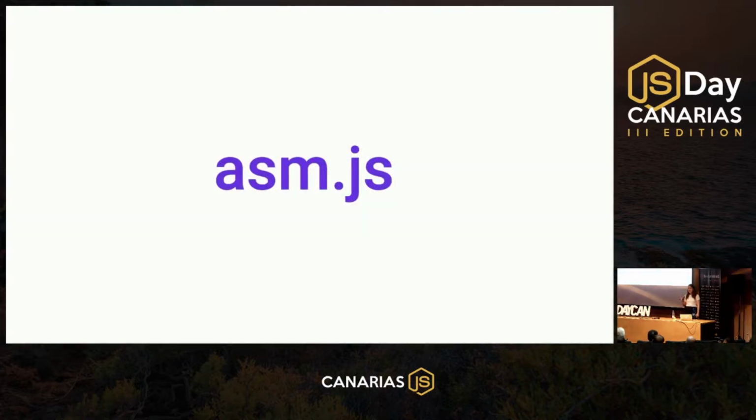Now, as a fallback for older browsers, there's this thing called ASM.js, which is a subset of JavaScript that works only with numbers. So you can compile your C programs to ASM.js to support older browsers like Internet Explorer, for example. ASM.js is actually the way how WebAssembly came into being. It was its predecessor.